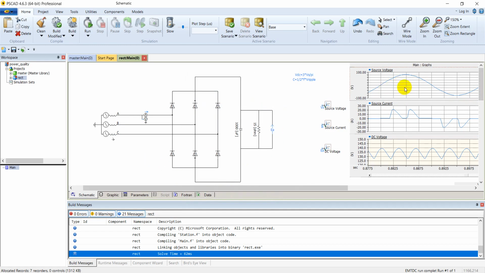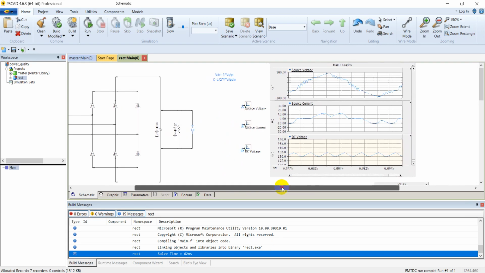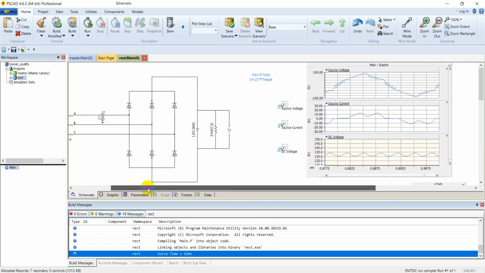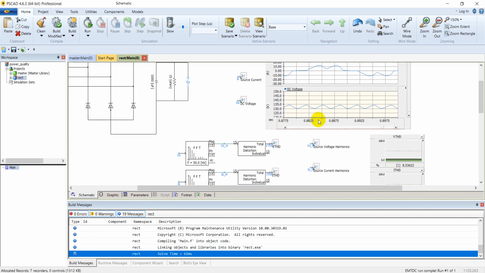We will check how the source voltage, source current, and the DC voltage are affected by this inductive source impedance. You see that the output DC voltage has reduced a bit. It's now below 135 volt. This is due to the voltage drop in the impedance of the source, and the voltage waveform is now non-linear and distorted. But the current waveform, we could loosely say, is a bit better than the previous one. So let's see the THD here.